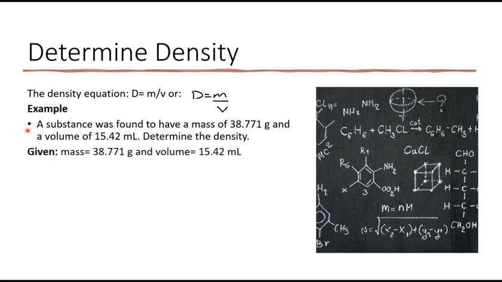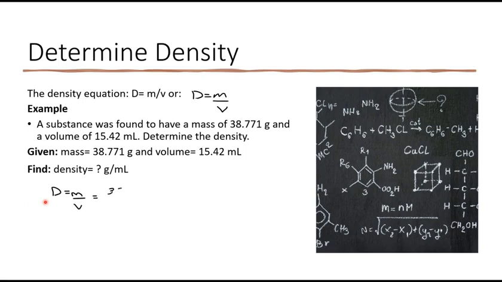Let's find the density. We'll identify what's given to us. The mass is given to us, 38.771 grams, and the volume is given to us, 15.42 milliliters. We're trying to find density, which we know means mass over volume, in this case, grams over milliliters. We're going to use the density equation, that density is equal to mass over the volume.